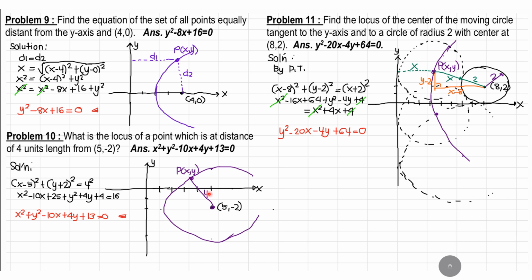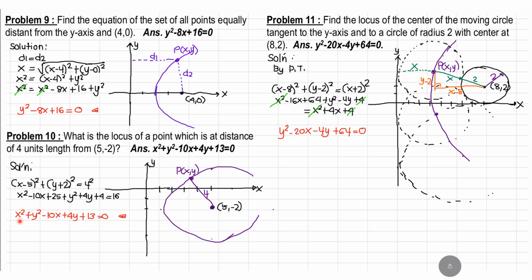So the distance between 2 points, by the Pythagorean theorem: x minus 5 quantity square plus y minus negative 2 quantity square equals 4 square. So quantity x minus 5 square plus y minus negative 2, which is y plus 2, quantity square equals 4 square. Expanding: x square minus 10x plus 25 plus y square plus 4y plus 4 equals 16.